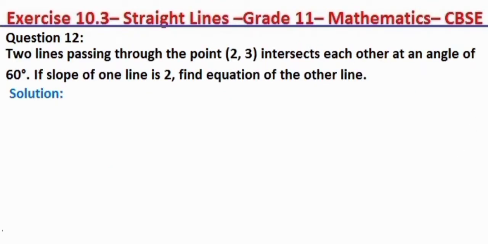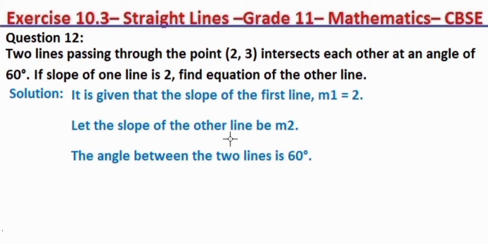Question number 12: two lines passing through the point (2, 3) intersect each other at an angle of 60 degrees. If the slope of one line is 2, find the slope of the other line. Here, one point is given and the angle is also given. So two lines intersect each other. Come on, let us discuss now.